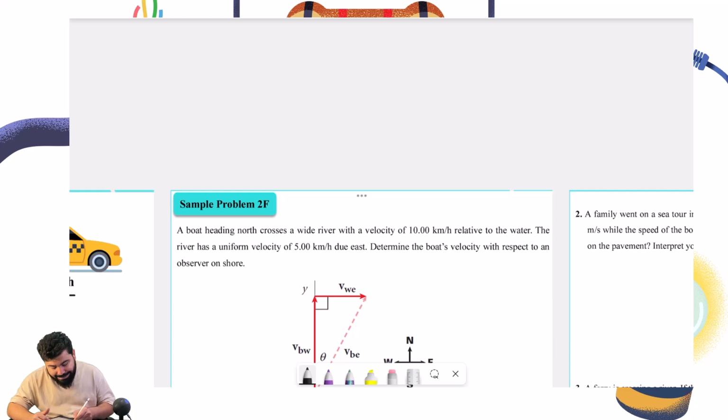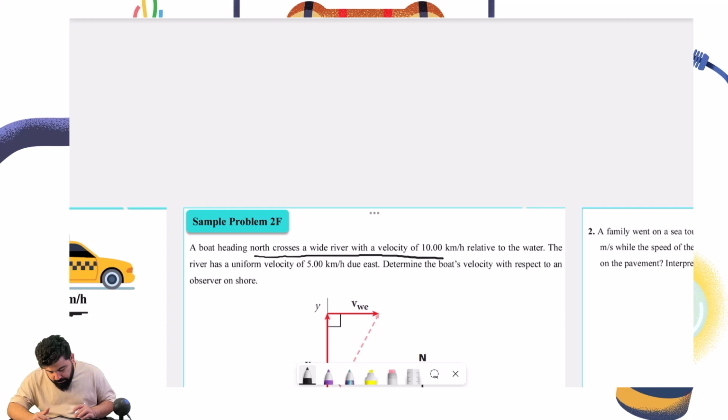It says a boat is heading north across a wide river with a velocity of 10 kilometers per hour. Now we're going to say 10 kilometers per hour relative to water. So we have a boat like this. It is going north. We're going to call this the velocity of the boat. You can say river, you can say water, it doesn't matter. It's basically just words to remember which velocity that is. So the velocity of the boat relative to the water is equal to 10 kilometers per hour.